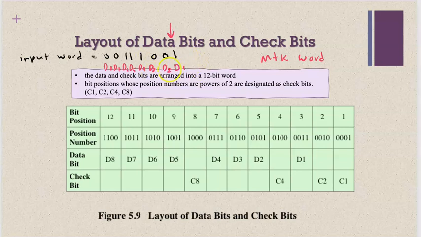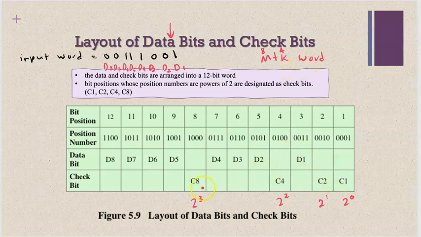Now, this is my M. How do I put in my K? And we have talked about this before, whereby the check bits would be placed at the position to the power of 2. So this is 2 to the power of 0, this is 2 to the power of 1, this is 2 to the power of 2, and this is 2 to the power of 3. We already know that for 8 data bits, we would require at least 4 check bits.